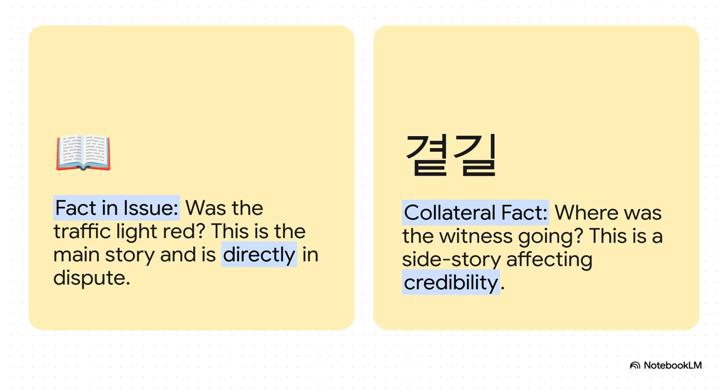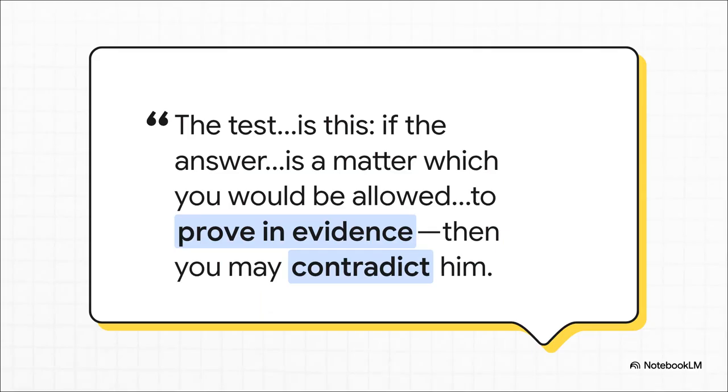But if you ask an eyewitness where they were going that morning, and they say, oh, I was going to the bank, that's almost always a collateral fact. It might speak to their general credibility, but it's a side story. And under the finality rule, even if they're lying about going to the bank, you generally can't call the bank manager to prove it. So, how does a judge decide what's what?